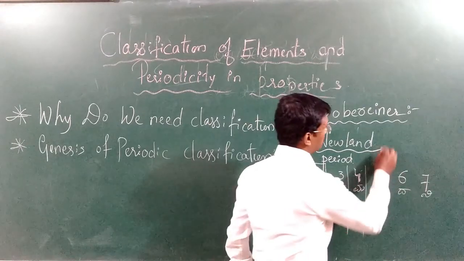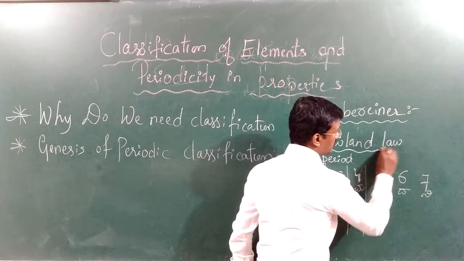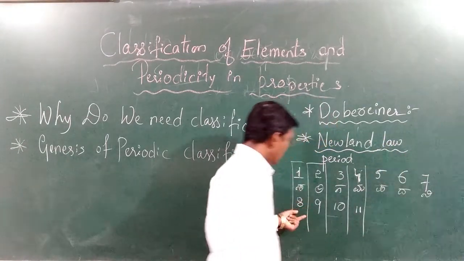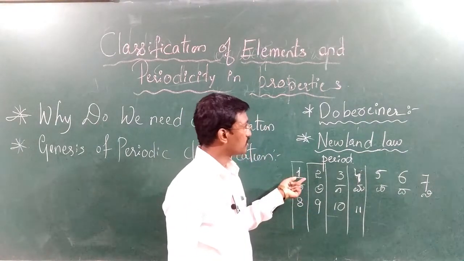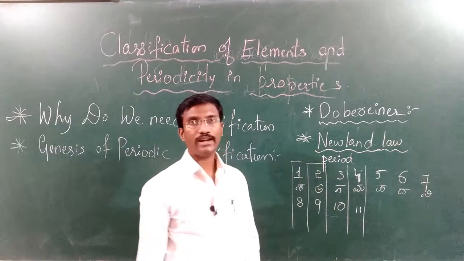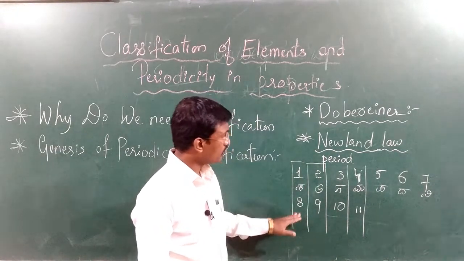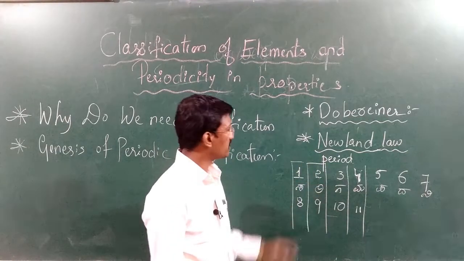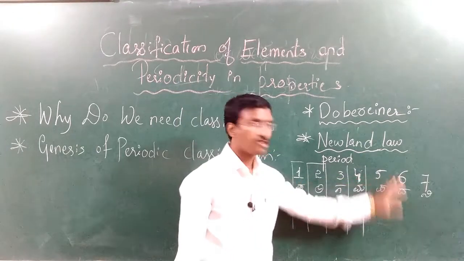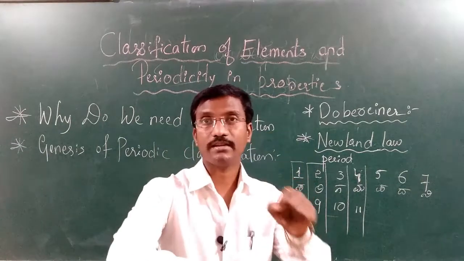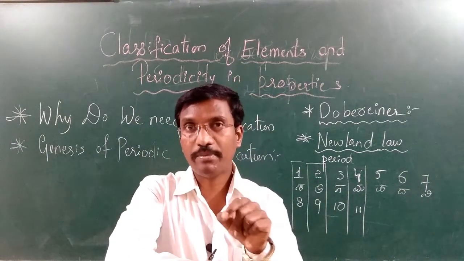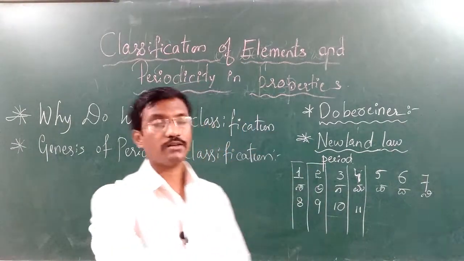What is Newland's law? Newland's law states that every 8th element is having similar properties to the first one. Here, he arranged the elements in the increasing order of atomic mass, and he said that the properties of the elements are repeating at every 8th element.